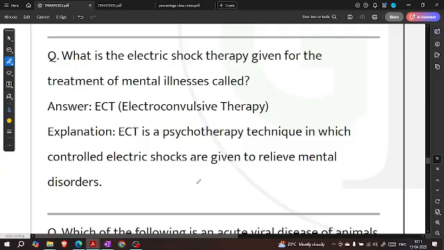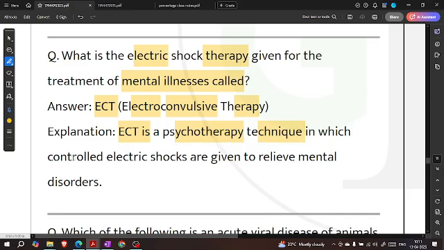What is the electric shock therapy given for the treatment of mental illness called? ECT, electroconvulsive therapy. ECT is a psychotherapy technique in which controlled electric shocks are given to relieve mental disorder.